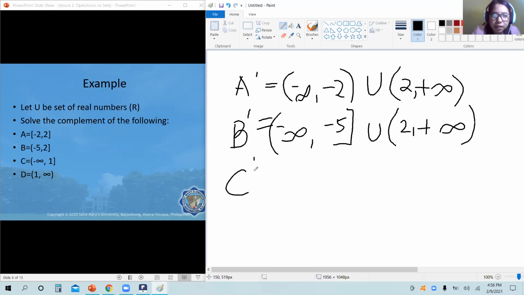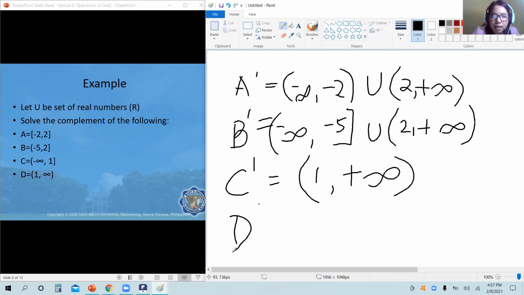So let us also consider the C complement. Elements of U not in C is equal to, we are not going to include 1, so from negative infinity, we are going to consider less than, or rather, excluding 1, so we can use again the open round bracket, to positive infinity.